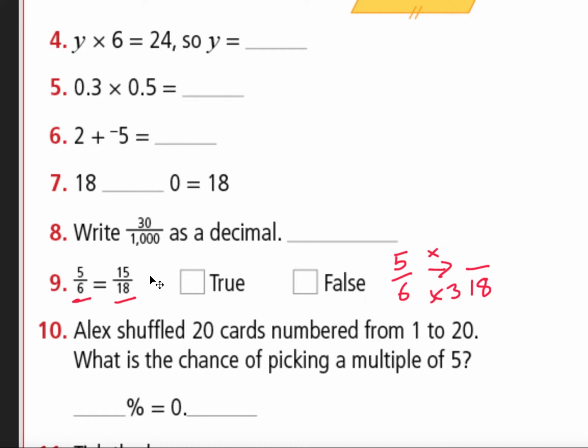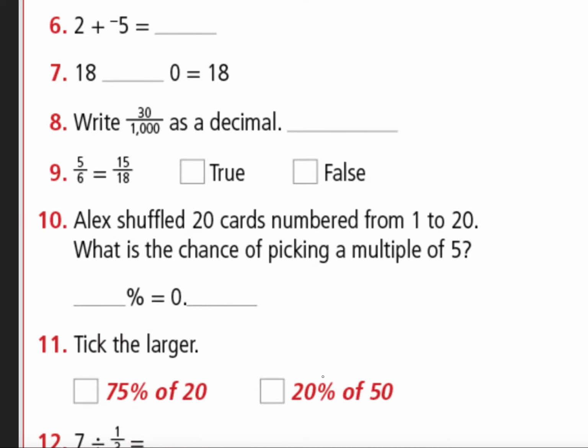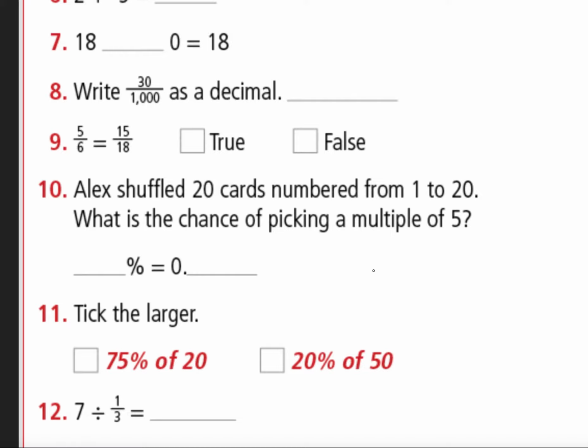Number 10, Alex shuffled 20 cards numbered from 1 to 20. What is the chance of picking a multiple of 5? So altogether, there were 20 cards. So we're going to write this chance as a fraction first. We're going to say there was 20 cards in total. We'll put our 20 on the bottom. And we're asked what was his chances of picking the multiples of 5.